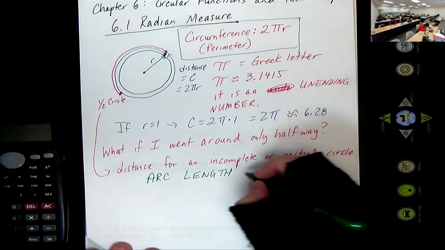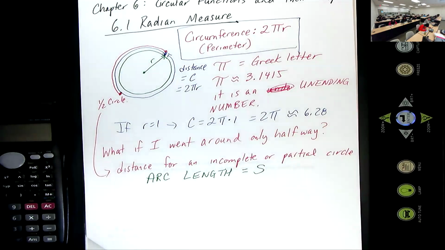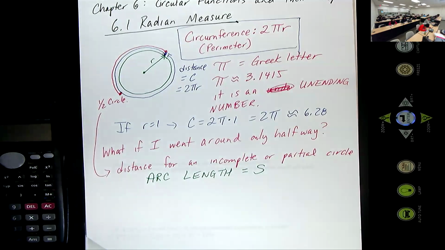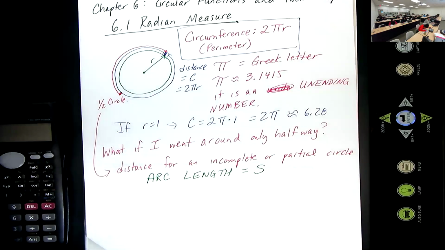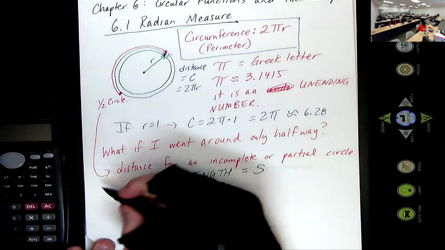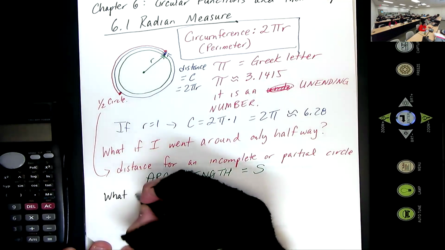And we tend to give arc length a letter, we give it S. I don't know, there's no S in it. Maybe because the S looks like a curvy thing and you're like, I wonder how long that is. I don't know. No idea why they give it an S. But what would the S be for a half a circle? Would it be the same formula divided by 2? Yeah.